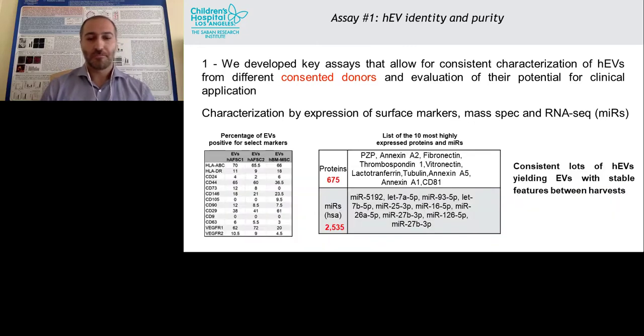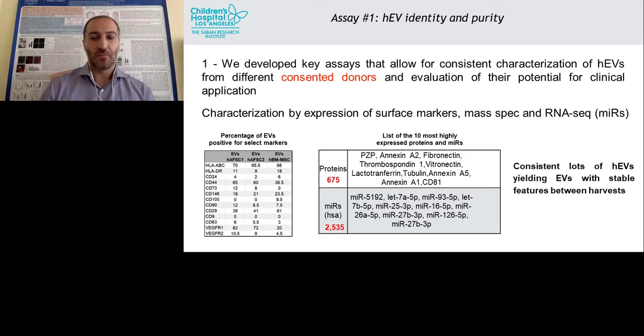In addition, we looked at surface markers. As I said, the cells are coming from consented donors. So in this example, we're looking at clonally derived extracellular vesicles from two consented donors compared to the mesenchymal stem cells. And as you can appreciate, these two independent consented lines have a very similar expression profile.